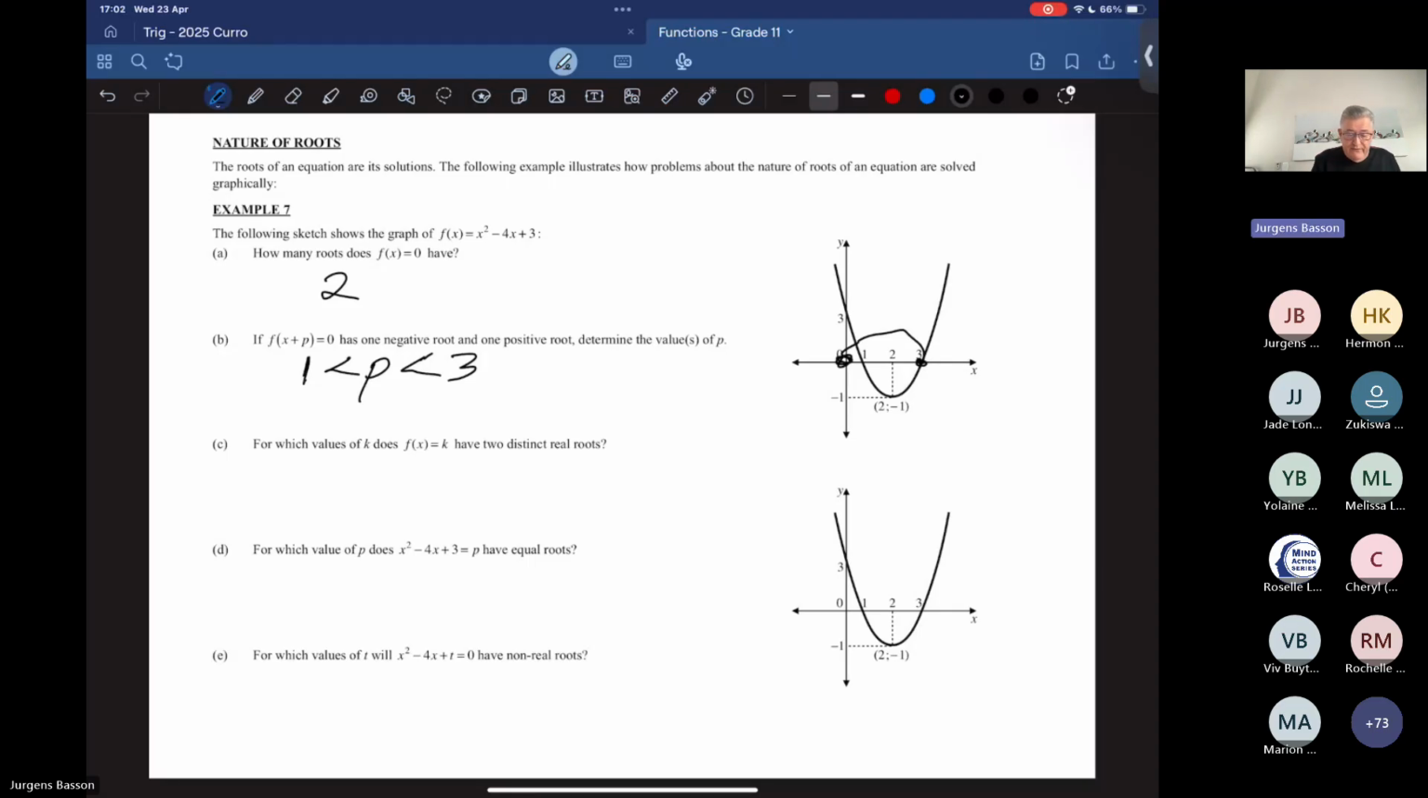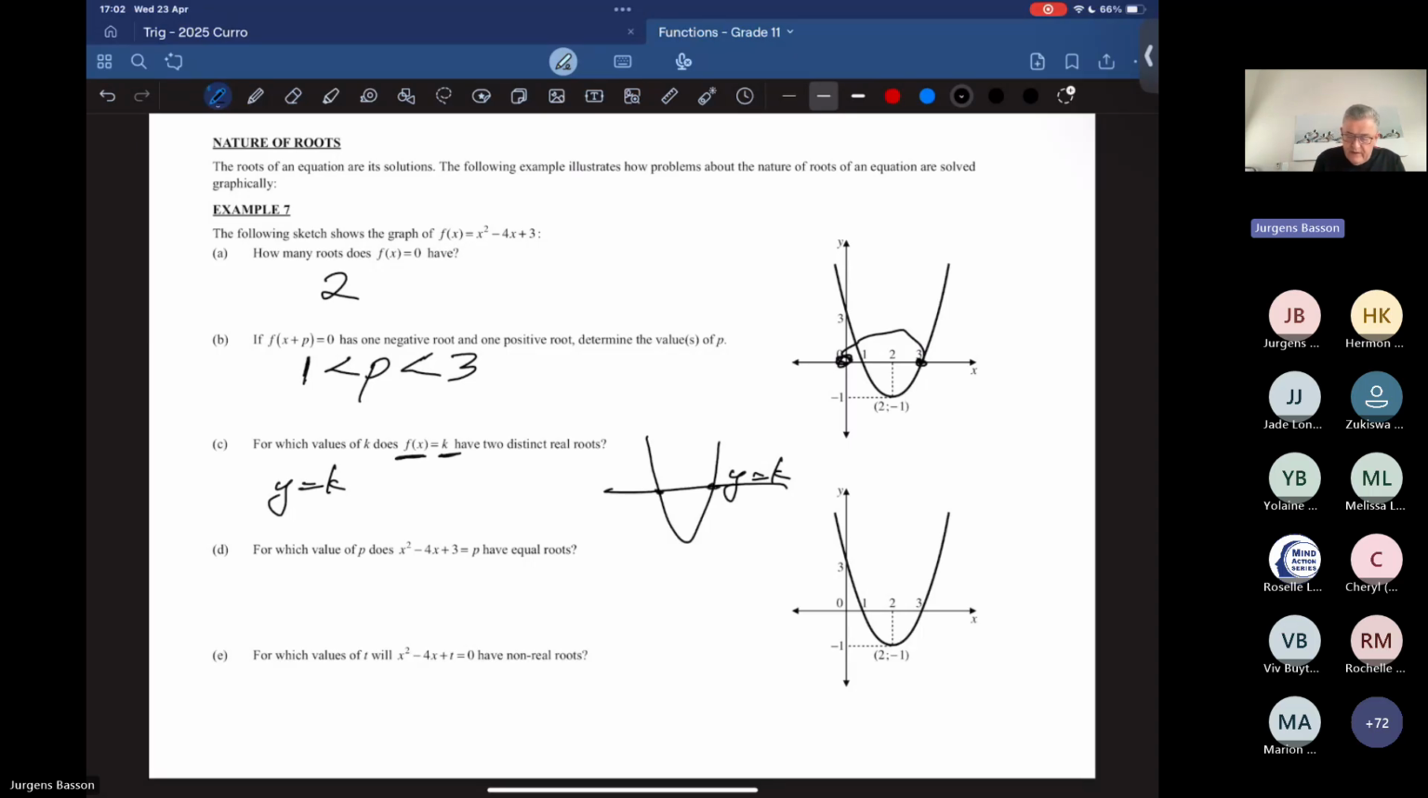Now, in the next one, they say, for which values of k does f(x) equal to k have 2 distinct real roots? Now, ladies and gentlemen, the moment they refer to distinct real roots, they talk about 2 unequal roots. So there's the parabola. f(x) is the equation of the parabola, and they put the parabola equation equal to k. So that means we've got the parabola equation, and we've got another one of y equal to k. So y equal to k is this one, and that's the parabola.